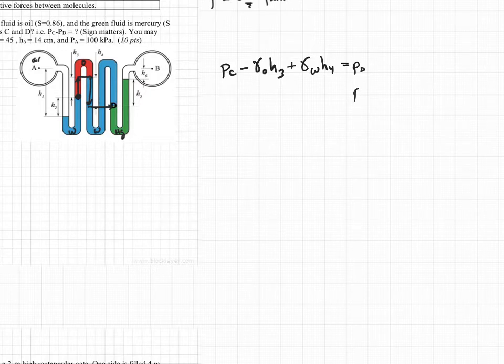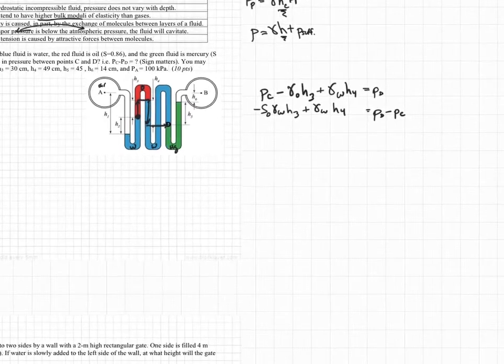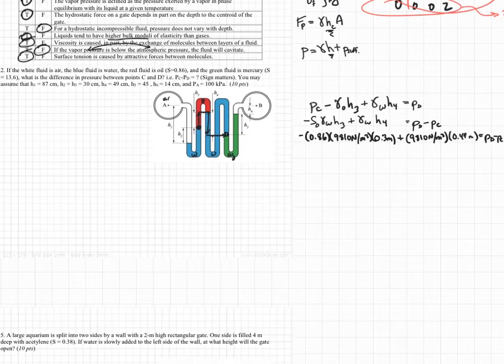If you bring PC over to the other side, you can solve this. I'm going to expand gamma oil as S oil times gamma water times H3 plus gamma water H4. At this point it's just plugging the numbers in. If you solve this, you end up with PD minus PC equals 2275.9 newtons per meter squared, which is the same thing as a Pascal. So PD minus PC equals 2.30 kilonewtons per meter squared, or kPa.